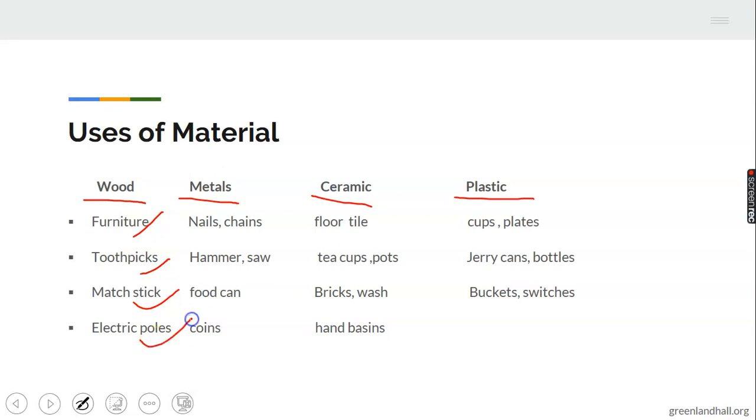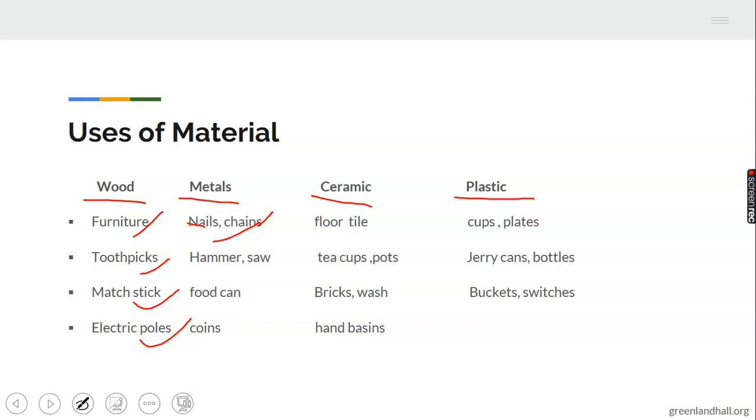And we have electric poles. We use wood to make electric poles. Although there are some other electric poles that are not made from wood, we have a lot of electric poles made from wood. And then let's go to metals. We have nails, necklace, and chain. From metal, you make your necklace. This is necklace, sorry. Necklace and chain.